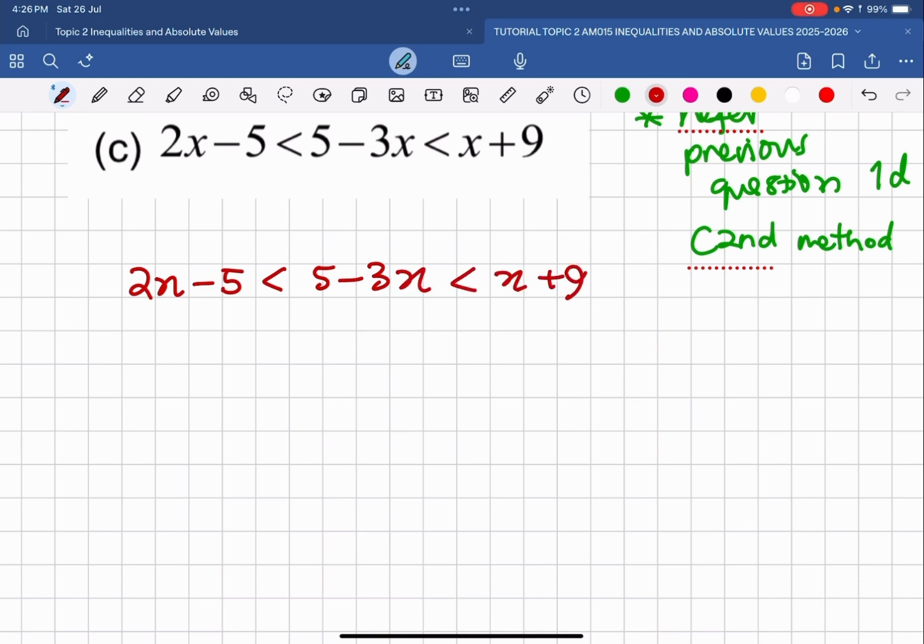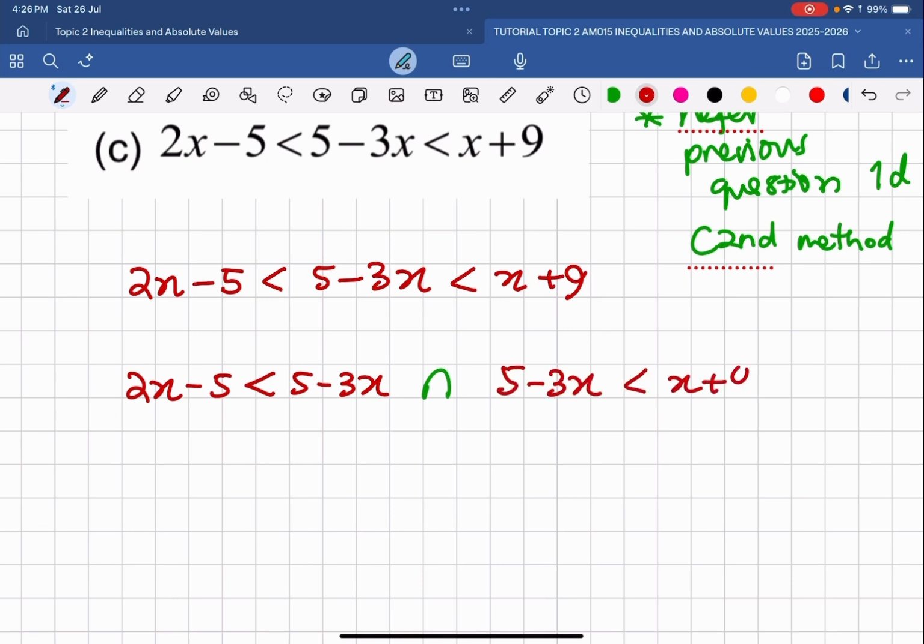Alright, now for the second method, what we have to do is to copy down 2x minus 5 less than 5 minus 3x, and you may use the word and, or you may use the symbol of intersections. So 5 minus 3x less than x plus 9. You just only can use the symbol of intersections. You can't use or, never.